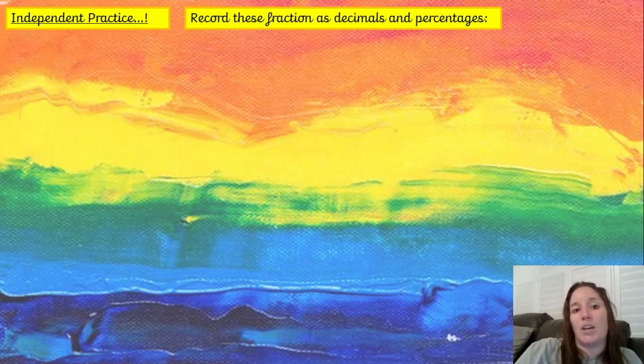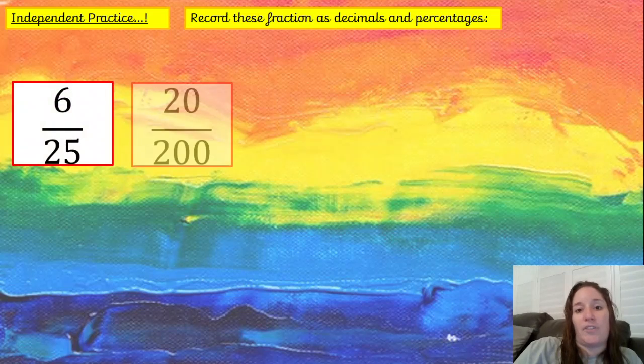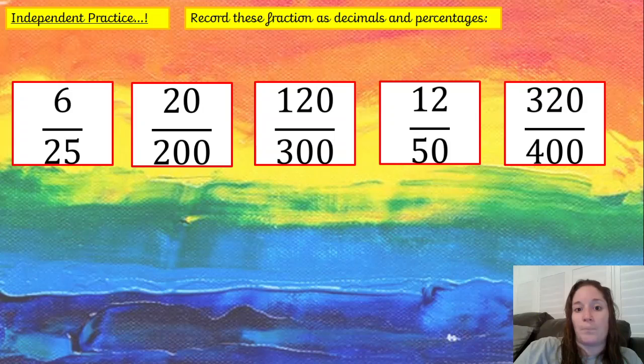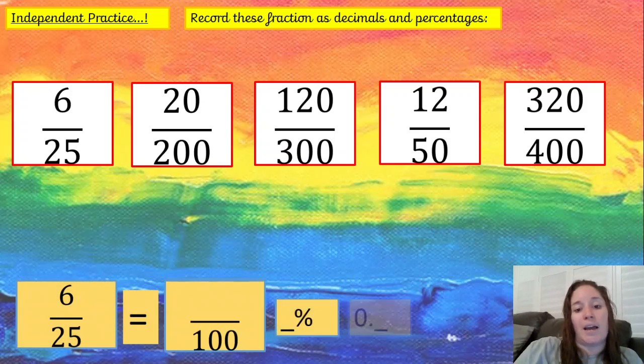Okay, now it's over to you. So have a go at recording these fractions as decimals and percentages. It's just the same as what we've been doing with our books and magazines and newspapers. So you can write it out just like it is at the bottom. The first one you're going to write 6 over 25. Then you can write equals, and then you need to write the fraction which is over 100. That will then give you the percentage and help you with the decimal. So pause the video now, have a go at that, and come back to me when you're ready to move on.